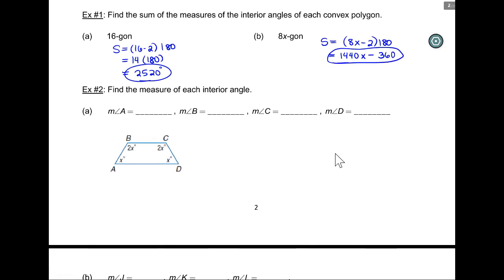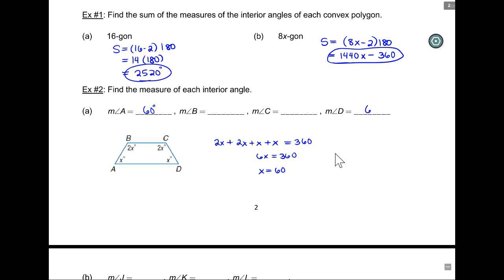All right, example 2. Find the measure of each interior angle. So first thing we need to do is figure out how much this whole thing adds up to. So we have 1, 2, 3, 4 sides. So if we have 4 sides, a quadrilateral adds up to 360. So I know 2x plus 2x plus x plus x has to be 360 degrees. So I have 6x equals 360. So x equals 60.